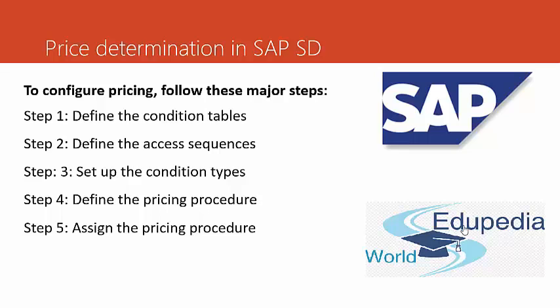Second step, define the access sequences. SAP uses access sequences as the search criteria to find the valid condition record during the pricing determination run. In this step, you define this access sequence and arrange the condition tables defined in step 1 in the sequence in which you want SAP to access the condition records. As in many condition techniques, the rule of thumb is to arrange the tables in order from most specific to most generic.